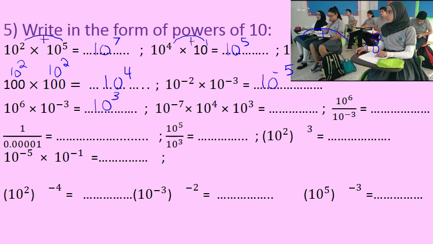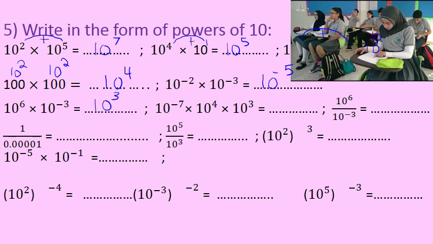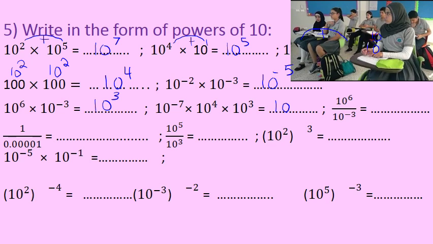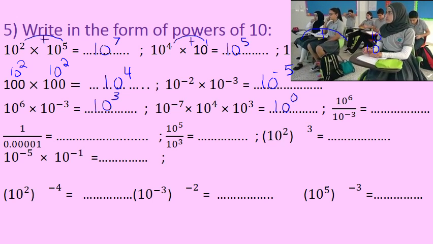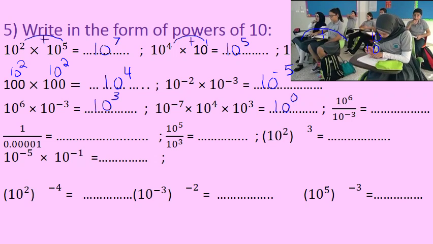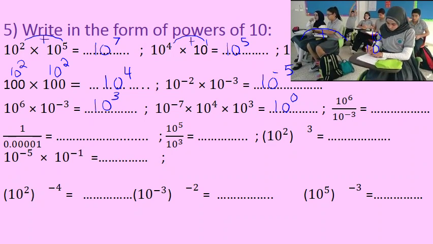Now, Selena, 10 to the power minus 7 times 10 to the power 4 times 10 cubed. 10 stays the base. And then we multiply or we add? We add: minus 7 plus 4 is negative 3, plus 3 is 0, so it is 10 to the power 0. Here you should not write 10 to the power 0 equals 1 because the question is we should write in the form of powers of 10. So we should leave it 10 to the power 0, okay?